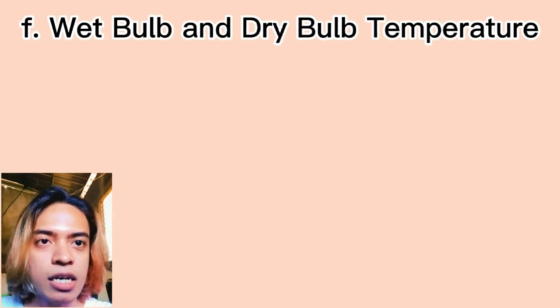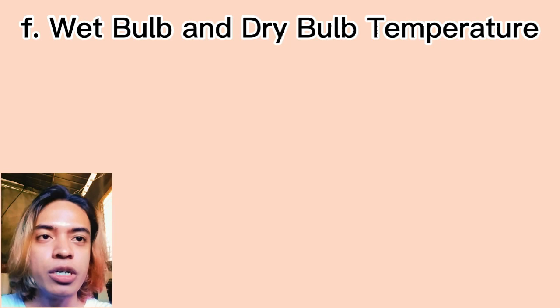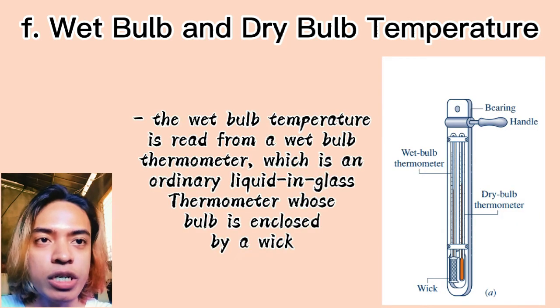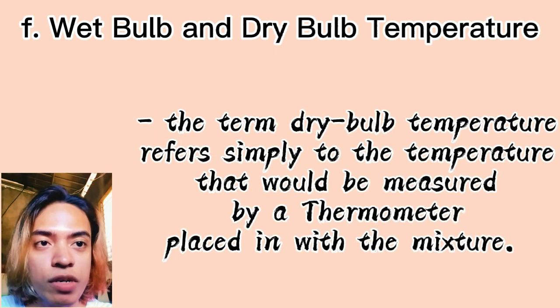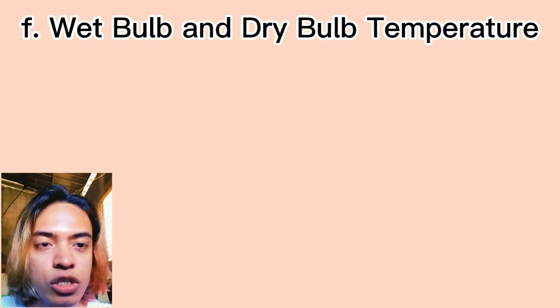Letter F. Lastly, wet bulb and dry bulb temperature. The wet bulb temperature is read from a wet bulb thermometer, which is an ordinary liquid-in-glass thermometer whose bulb is enclosed by a wick moistened with water. The term dry bulb temperature refers simply to the temperature that would be measured by a thermometer placed in the mixture.